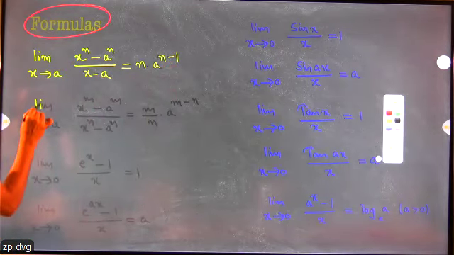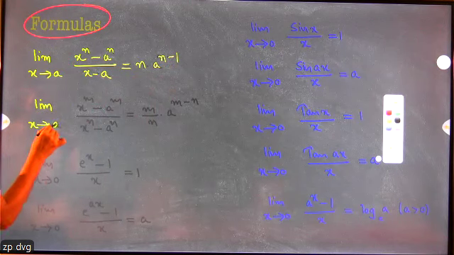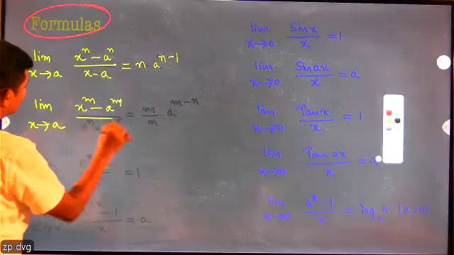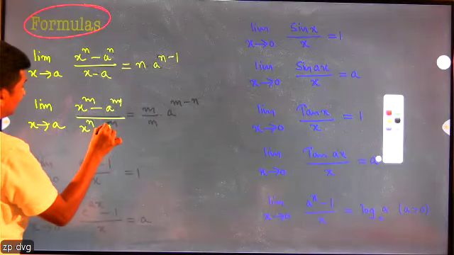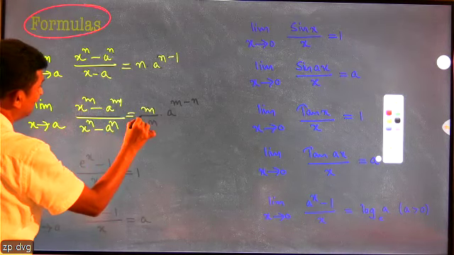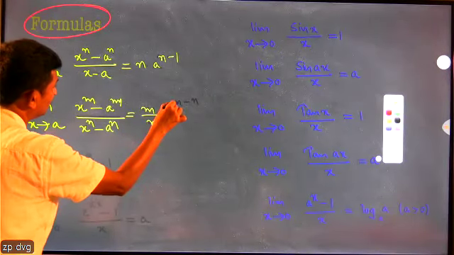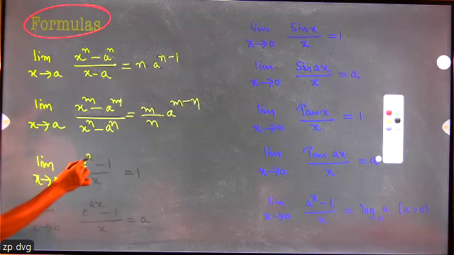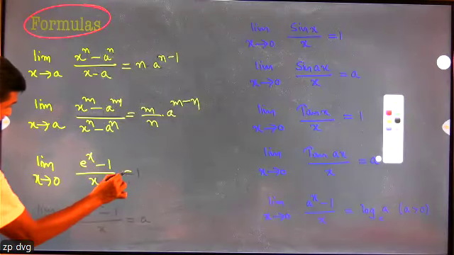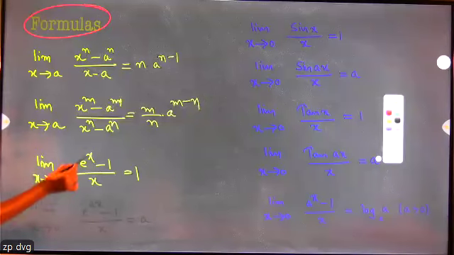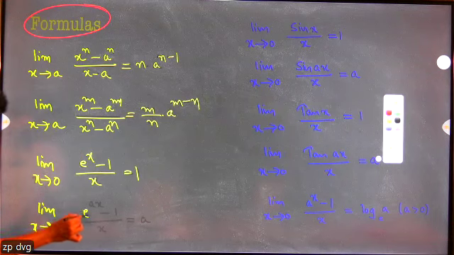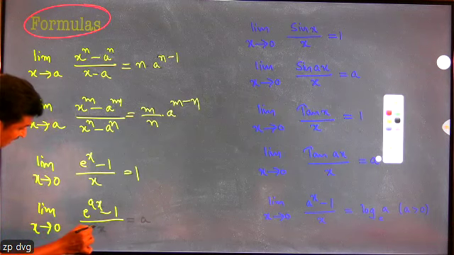Another formula, limit x approaches a, x power m minus a power m divided by x power n minus a power n is m by n into a power m minus n, right? And these are very useful results. Limit x tends to 0, e power x minus 1 divided by x is 1, right? In place of x, here ax is there. You see this one? Limit x approaches 0, e power ax minus 1 divided by x.